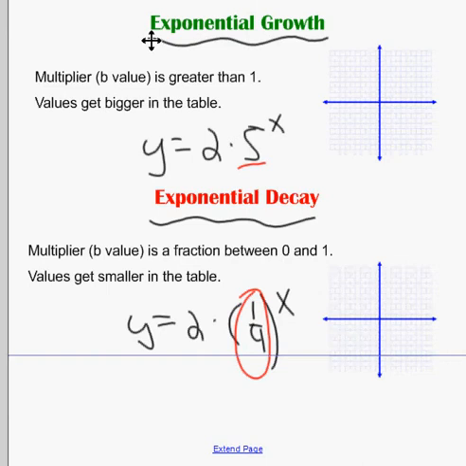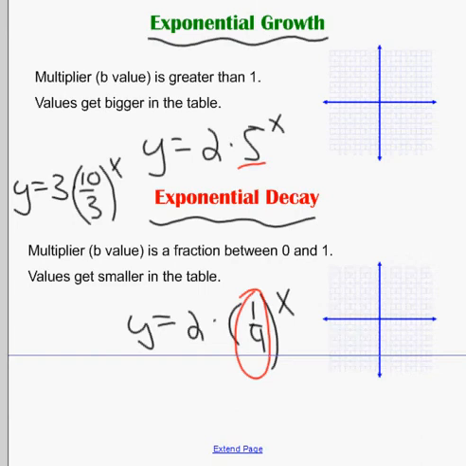One thing to keep in mind, don't just think because there's a fraction as your b value that it's going to be exponential decay. If you look on your screen, I'll give you an example of one that is exponential growth with a fraction. For example, y equals 3 times 10 over 3 raised to the x. That's exponential growth because 10 over 3 is greater than 1. It's an improper fraction and is greater than 1.